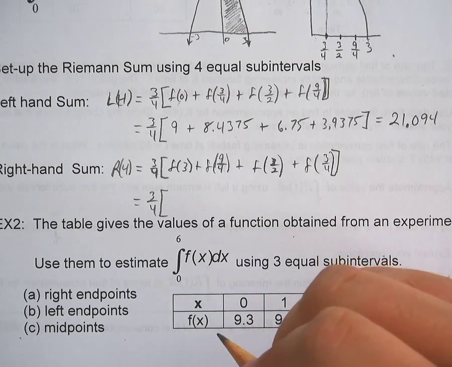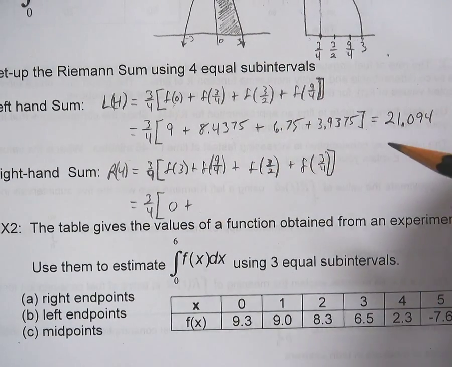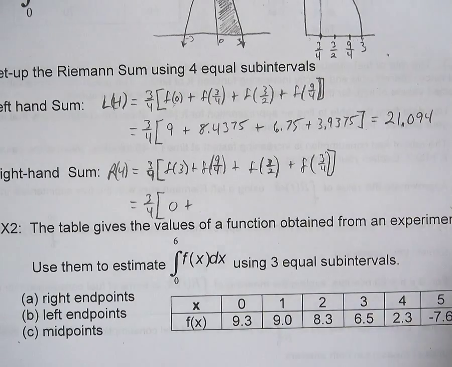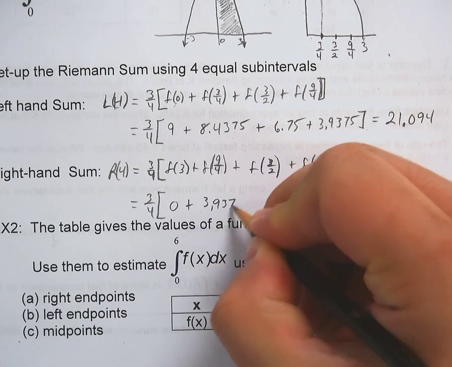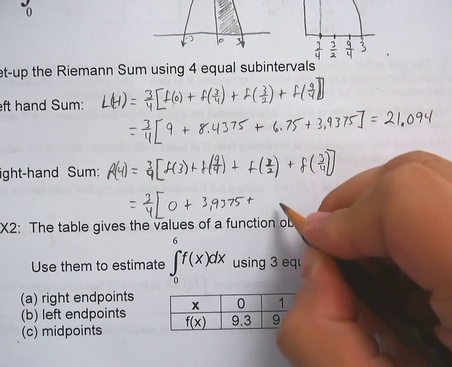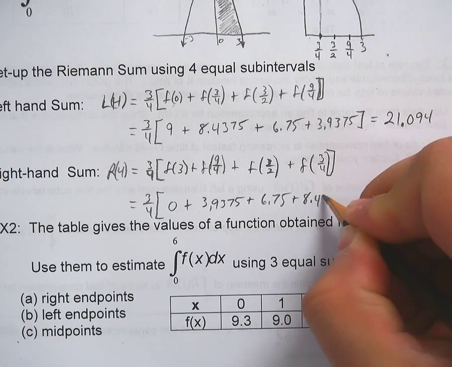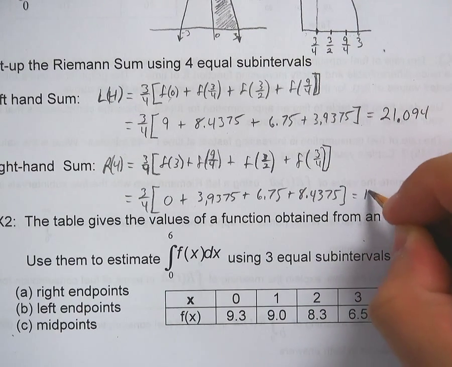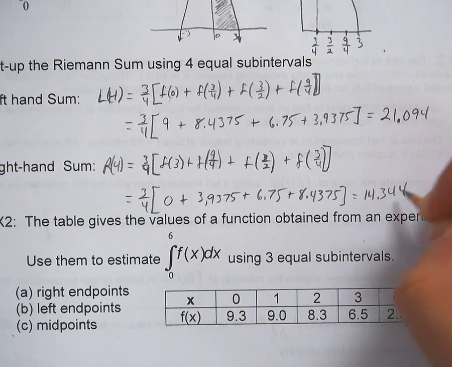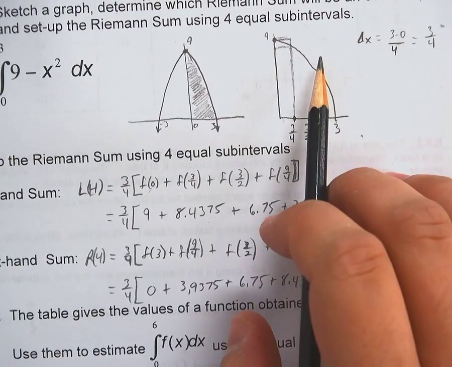Alright, so f of 3 is 0 plus f of 9/4. Luckily, we've already done these. 3.9375 plus 6.75 plus 8.4375. And that is 14.344.